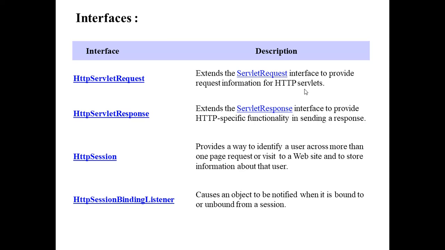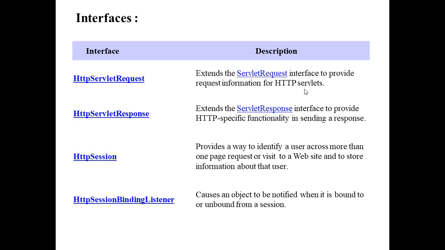Next, see the interfaces in the javax.servlet.http package. There are a total of 4 interfaces. First is HTTP servlet request, second HTTP servlet response, third HTTP session binding listener, and fourth HTTP session. So the javax.servlet.http package contains the 4 interfaces. First is HTTP servlet request, second HTTP servlet response, third HTTP session, and fourth HTTP session binding listener.